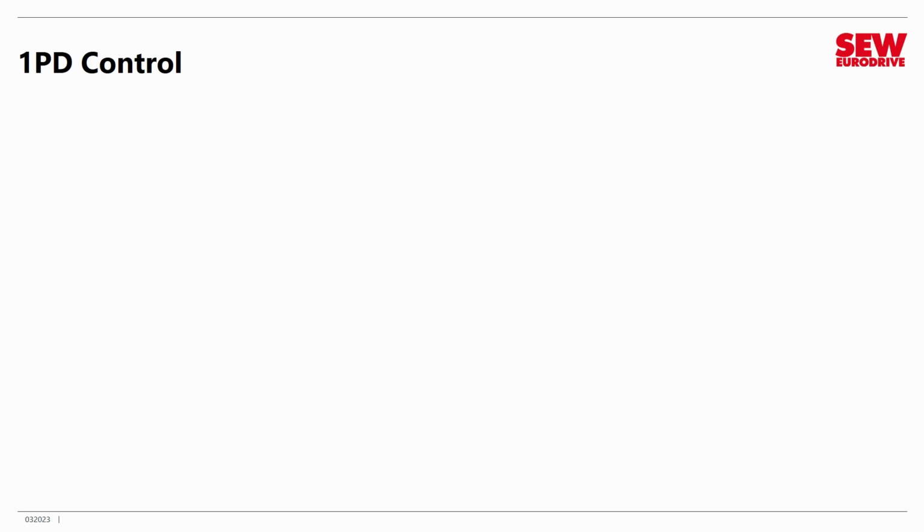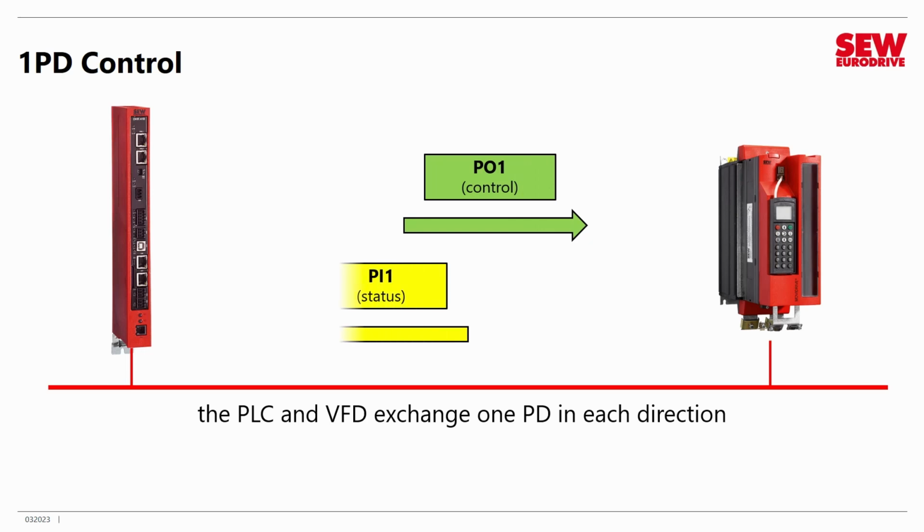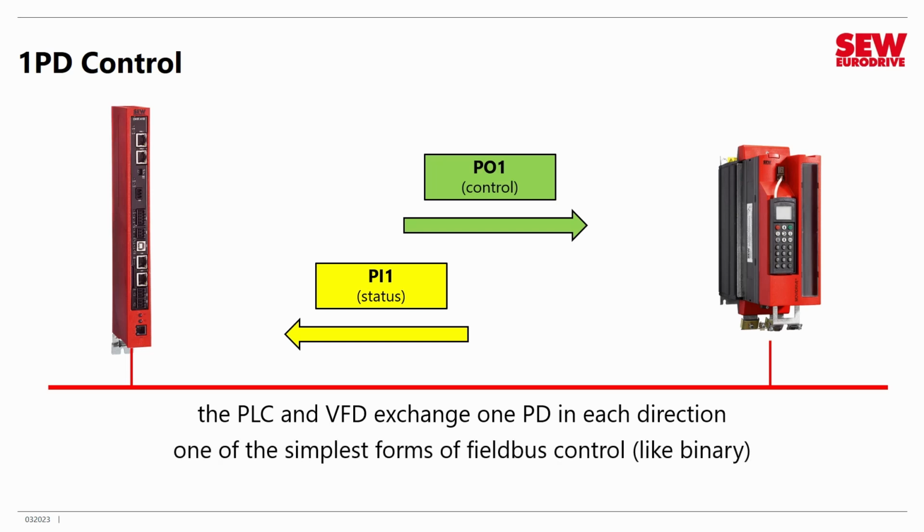Let's look at probably the simplest form of Fieldbus control. It's called 1 PD control. And we call it that, as I'm sure you can guess, because the PLC and the VFD exchange 1 PD in each direction. Kind of like this. A PO goes out, maybe with control information, and a PI comes back with status information. So it's a very minimal communication scheme. It's one of the simplest forms of Fieldbus control.